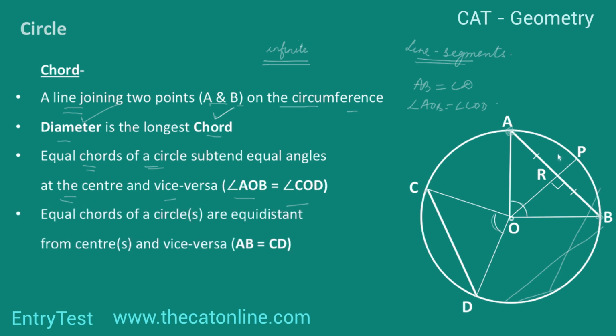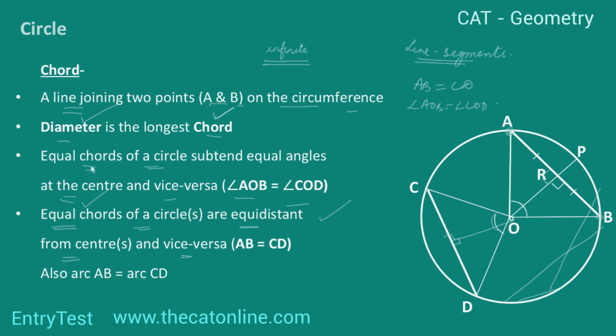Another thing that I need to know is, if there are two chords which are equal in length, they have to be equidistant from the center. So equal chords are equidistant from the center. And when I talk about equidistant, I'm talking about the perpendicular distances. The perpendicular distance from the center would be the same. And vice versa. That means if there are two chords which are at equal distances from the center, the two chords would be of equal length.